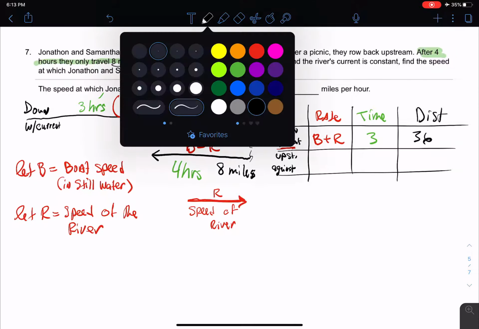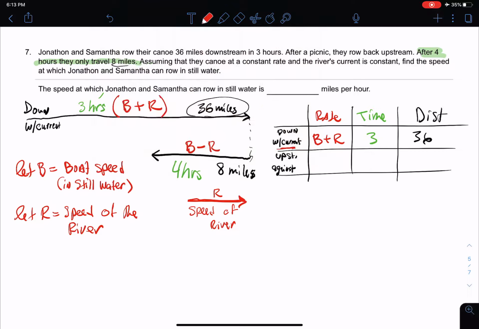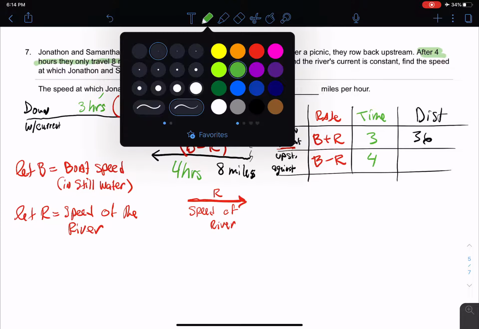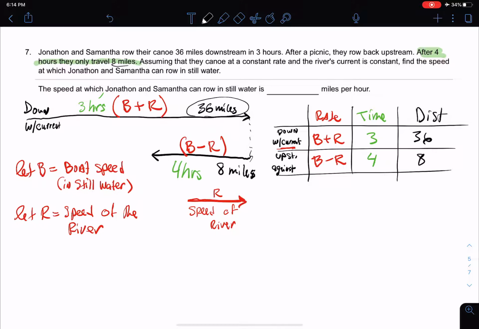Well, then we've got ourselves coming back home. We just had lunch, we're all happy and full and a little bit sleepy, and now you've got to really work your you-know-what off to get back home. It's going to be the boat speed minus the river's speed because you're going against the current. And how long are you rowing for? You're only rowing for 4 hours, but the shocker is you've only gone 8 miles. You're screwed.